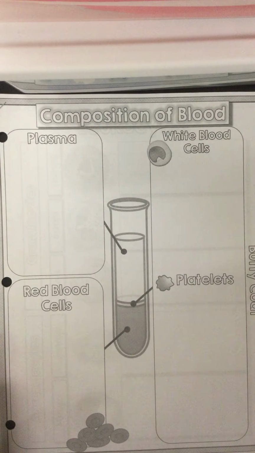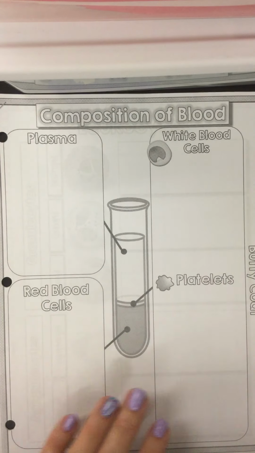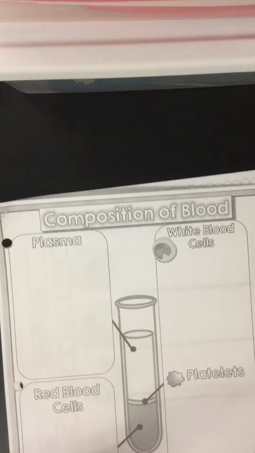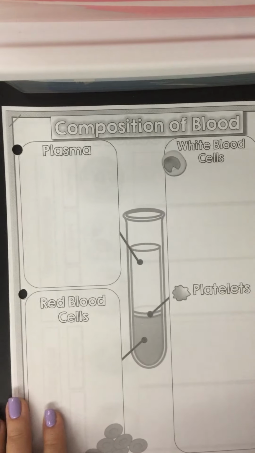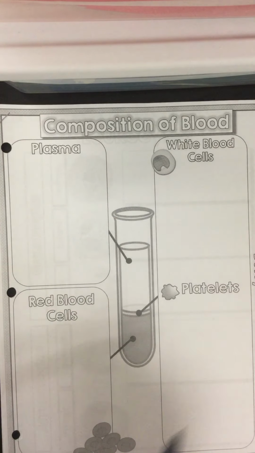So here are our doodle notes for the first part of blood. We're only going to do these first 3 pages, and we'll save the last 2 that are about the vessels and the heart for another time when we get to that. So first, the composition of blood.